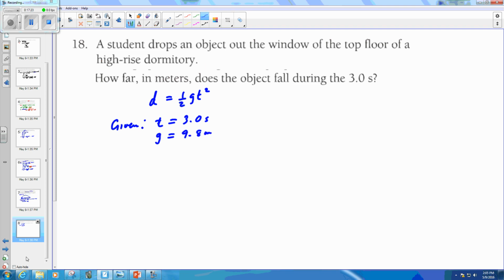So according to this, my d will be 1/2 of g and t squared. Put in the values, I'll have 1/2 of 9.8, and my t there is 3, but don't forget to square it. And that will be my value in meters. It ends up to be 44.1 meters. And that's it for chapter 2.